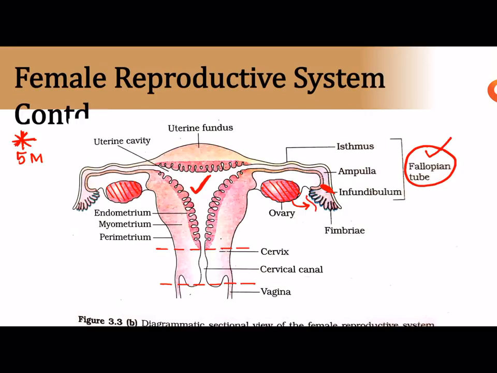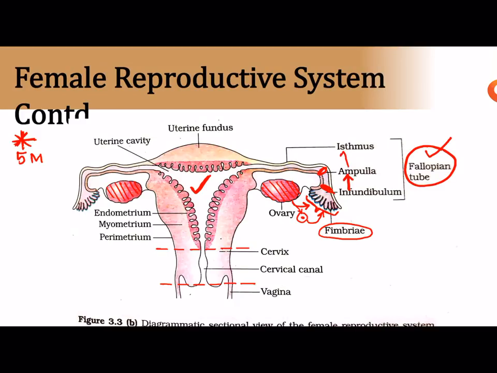Can you see finger-like projections on the free margins of the infundibulum? These finger-like projections are referred to as the fimbriae, so that they can grab hold of the egg. The moment the egg is released from the ovary, it is picked up by the fimbriae of the infundibulum. Then above the infundibulum, there is a broader part called the ampulla. It is the broadest and the longest part of the fallopian tube.